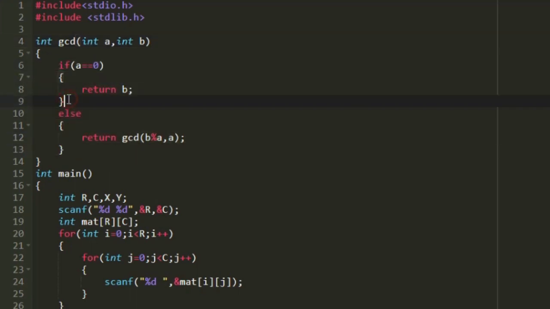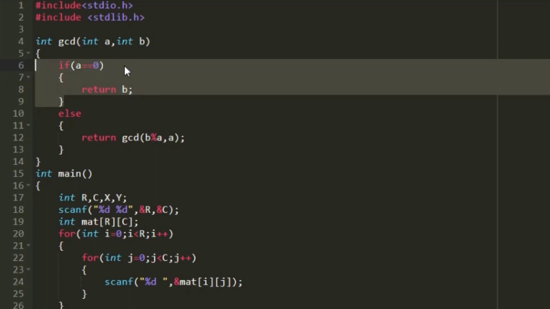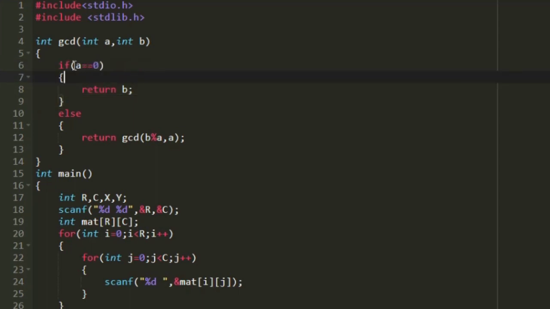If both the integers a and b are non-zero, then we will be calling this function GCD again and again until a becomes equal to 0. So in the first if condition, if a is equal to 0, then we return b.